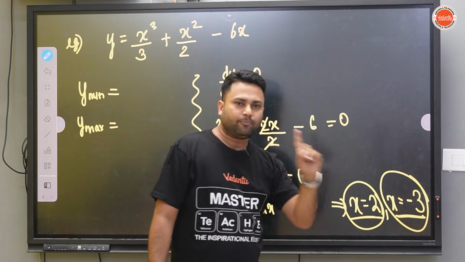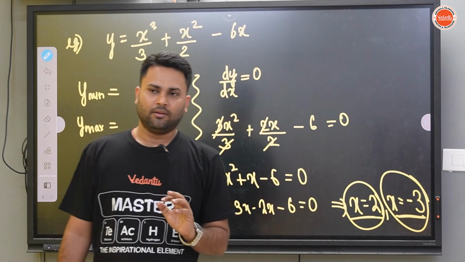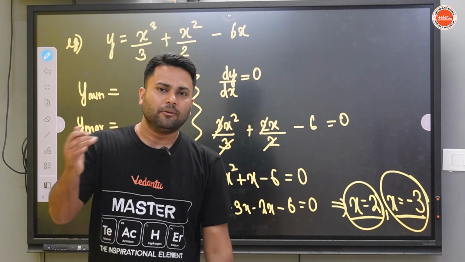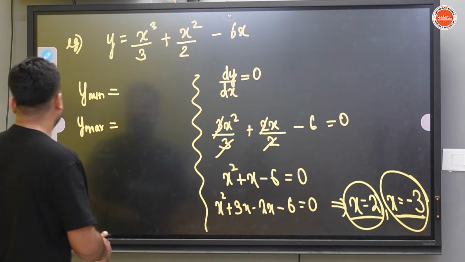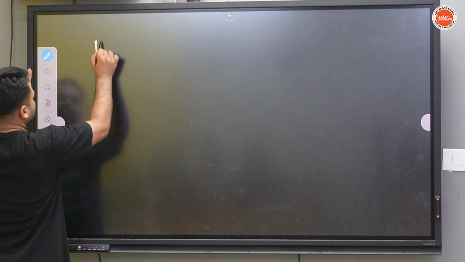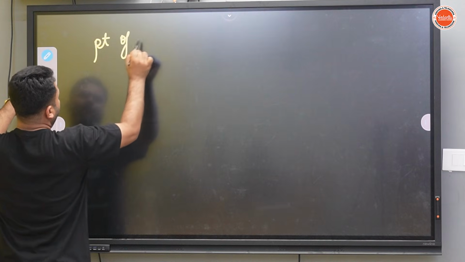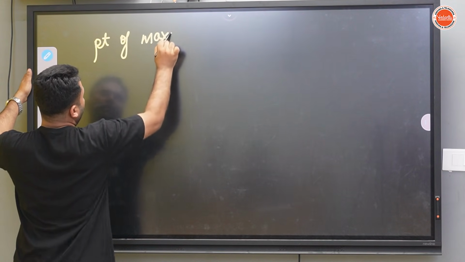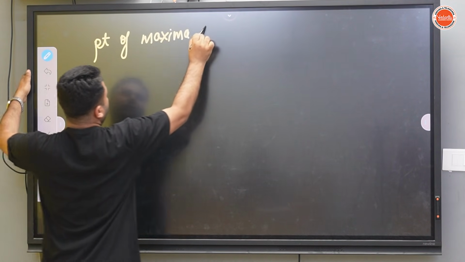Out of them, one is the point of maxima and the other is the point of minima. So how to find the point of maxima and the point of minima? How do we find them?